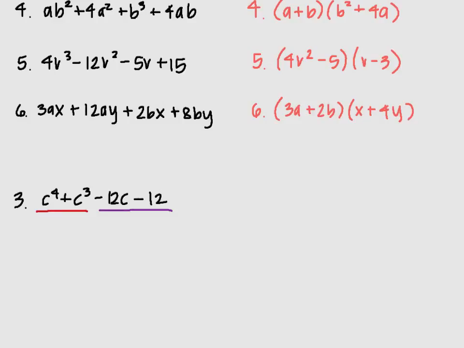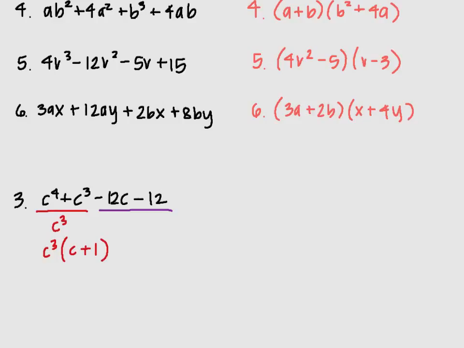So in my first two terms, what both of the terms have in common is c cubed. So I'm going to factor out c cubed, basically dividing c cubed out of both terms. C to the 4th divided by c cubed equals c. C cubed divided by c cubed equals positive 1.